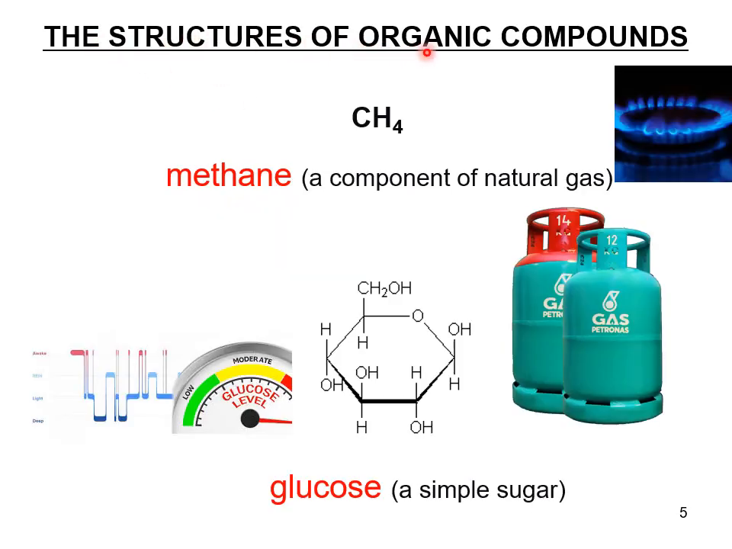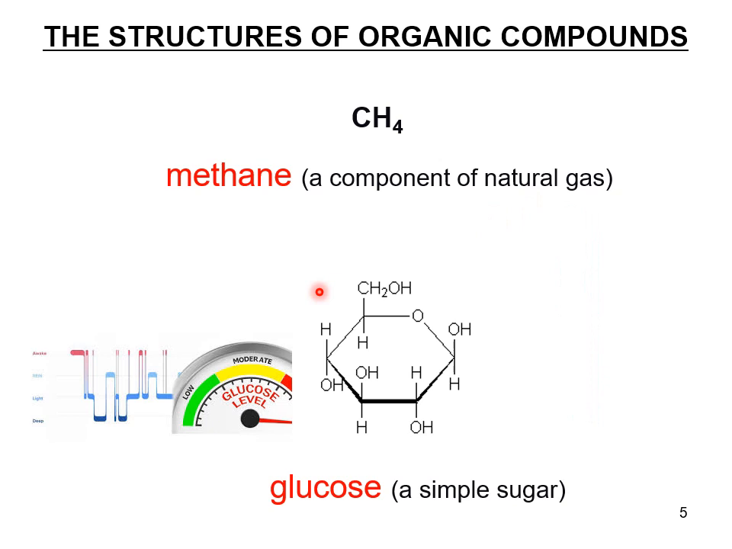The structure of organic compound CH4. First, you look at this diagram. If you are using a stove to cook, you're quite familiar with this one. This is a natural gas tank. So inside the tank is methane, a component of natural gas. Next, this is the structure of glucose, a simple glucose. Normally, we will take care of the level of glucose, especially for diabetes patients.